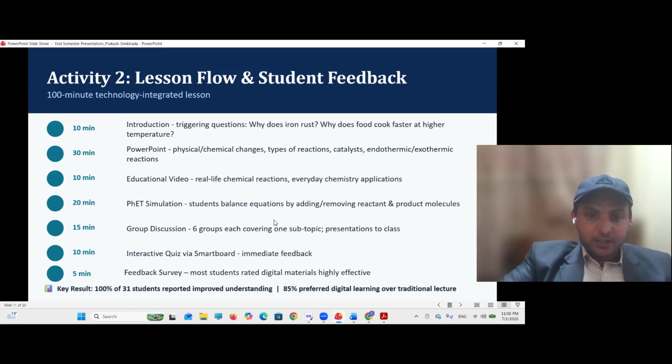In the PhET simulation, the students balanced the chemical equation by adding and removing the number of reactant and product molecules. In the group discussion, there were 6 groups, and they presented their findings. On a smart board, I showed different quiz questions, students answered, and immediate feedback was provided to them. In this activity, I found that almost all of the students reported that they can improve their understanding through this kind of activity. They are saying digital learning has more advantages than the traditional lecture-based approach.